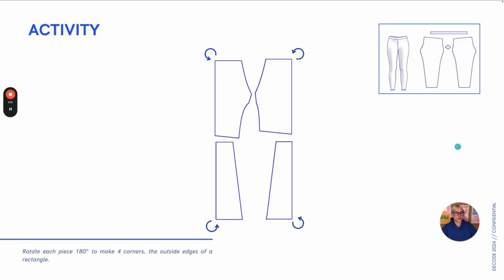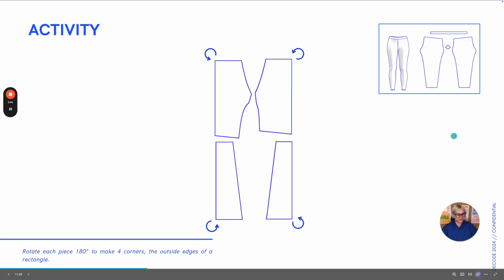The next thing you're going to be doing is rotating each of these 4 pattern pieces 180 degrees. So you're basically taking the 4 corners you cut in the center and rotating them out to be the outside of this box.